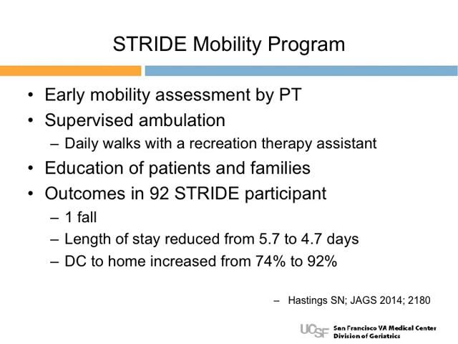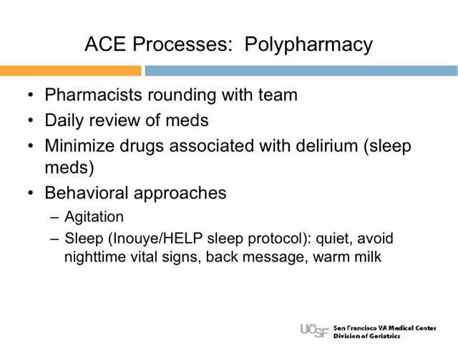In terms of ACE processes, another big process beyond mobility is polypharmacy. A lot of ACE teams include pharmacists as part of the team who often round with the team and do a daily review of medicines. We mentioned that the number of medicines you start in the hospital is strongly correlated with the risk of delirium. So the goal is minimizing drugs associated with delirium, but also introducing behavioral approaches to try to treat delirium instead of drugs. So, behavioral approaches for agitation, behavioral approaches for sleep.